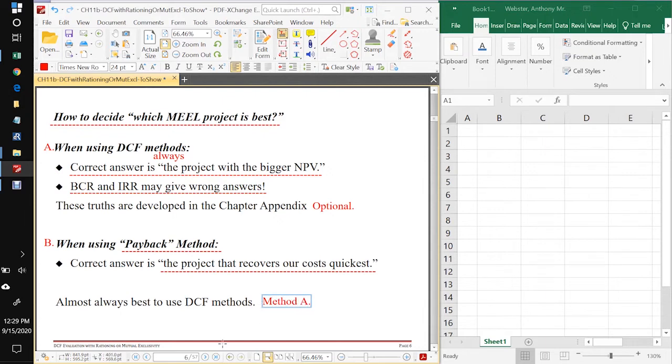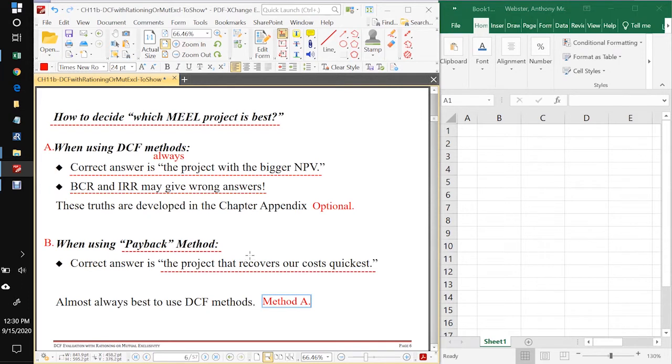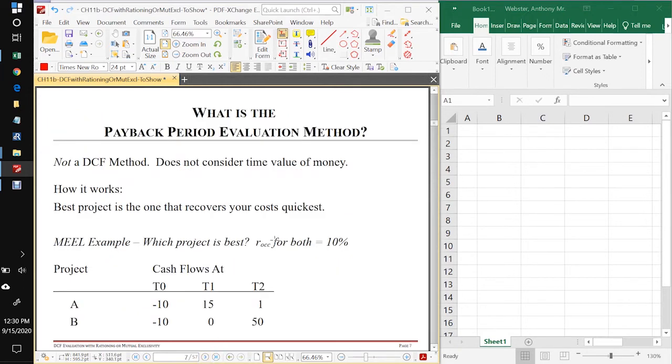Okay, so inquiring minds among us might be wondering, looking on this page, what is this payback method he's talking about? He hasn't introduced it yet. What's going on? So let's solve that problem right now. So what is the payback period evaluation method?